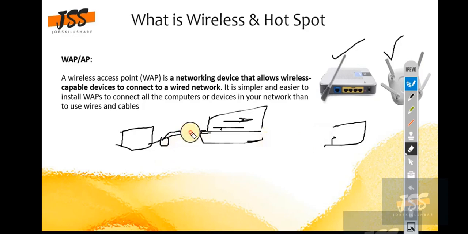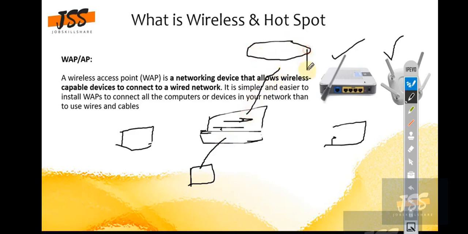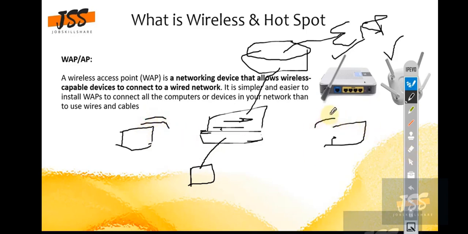So what is the solution for that? The solution is that we are going to install one access point that will be connected with the switch, okay? And then the switch may be connected with the router, and then the router will be connected with our service provider. So we have internet connectivity, but this time we are going to access this access point with the help of wireless.